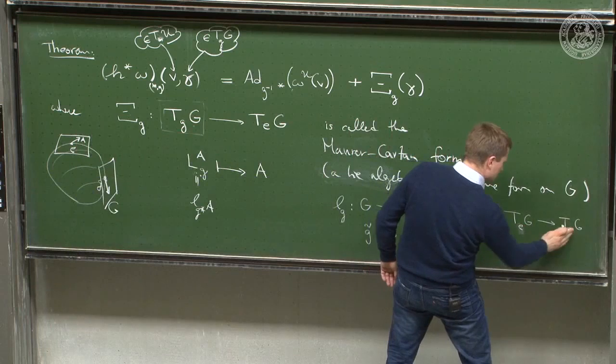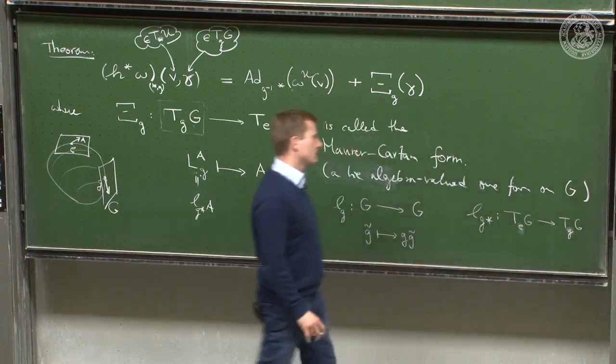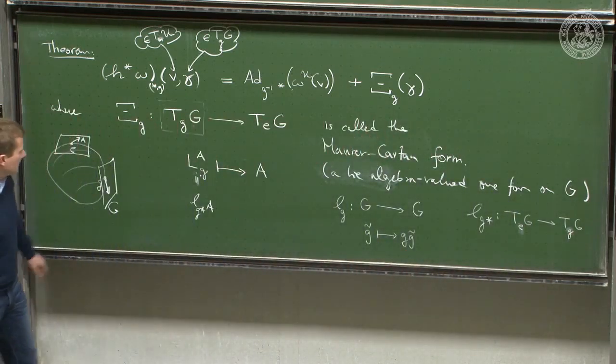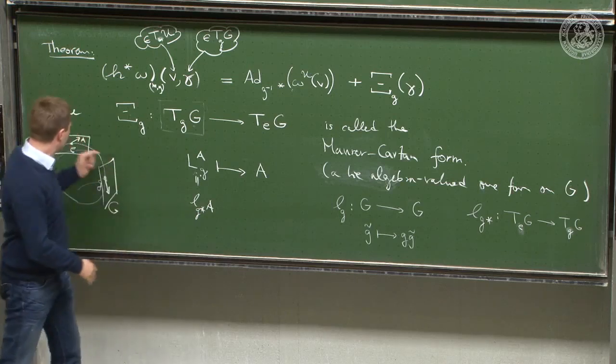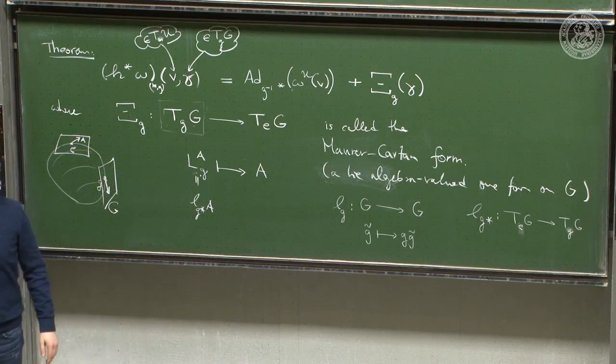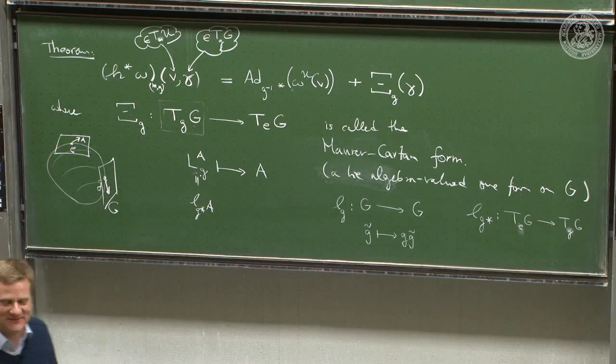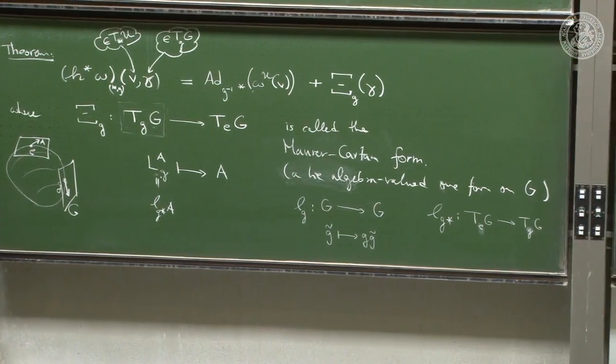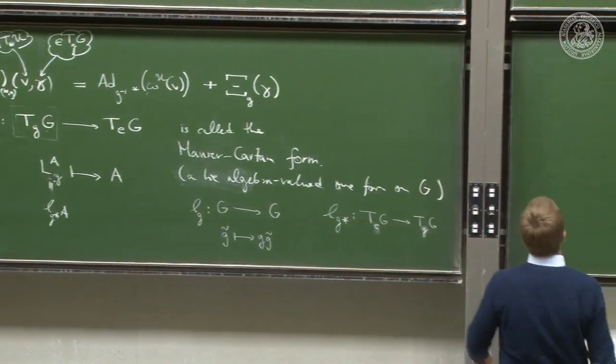For instance, from TeG to TgG. That's the push forward. And that's pushing forward this A along the left multiplication on the group. I think we defined this, yeah, of course, a long time ago. Okay, good.